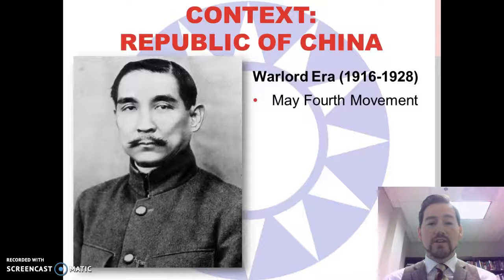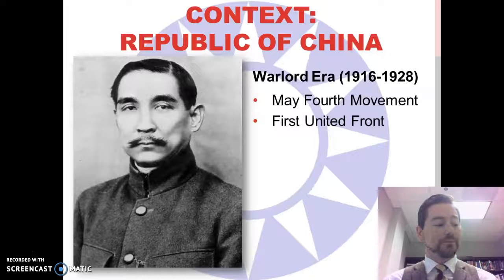And this sparks the May 4th movement, where a bunch of students initially, and then it spreads to other groups, but initially students are really upset with the warlord government in Beijing that allowed the Allies to take Chinese land and give it to Japan. So the important thing here is that both the nationalists and the communists unite to oppose the warlords. And this is the first united front.